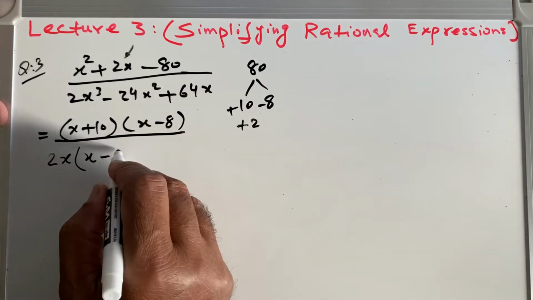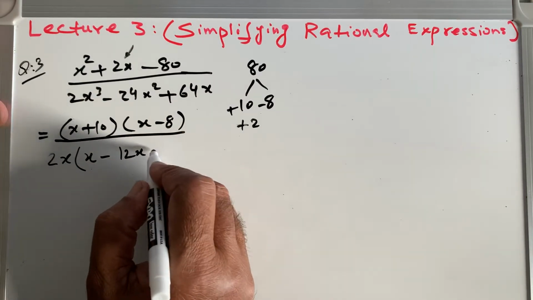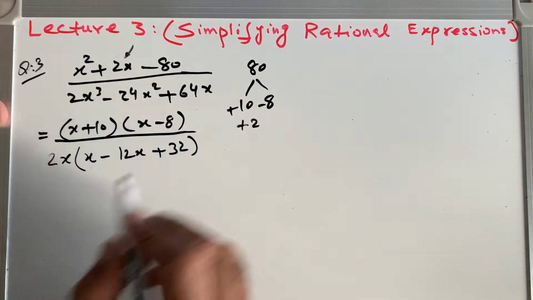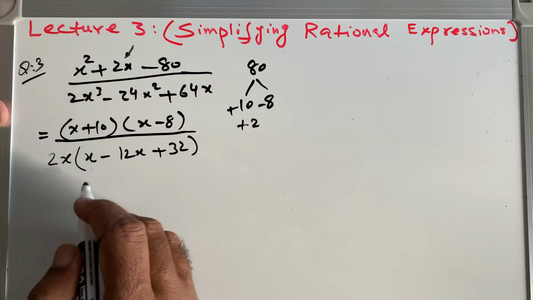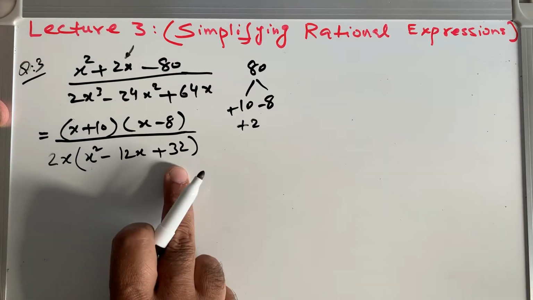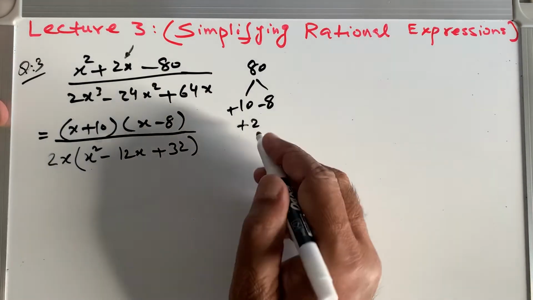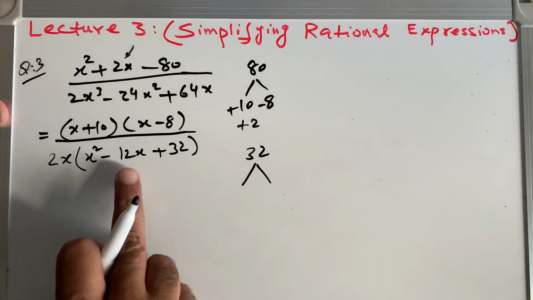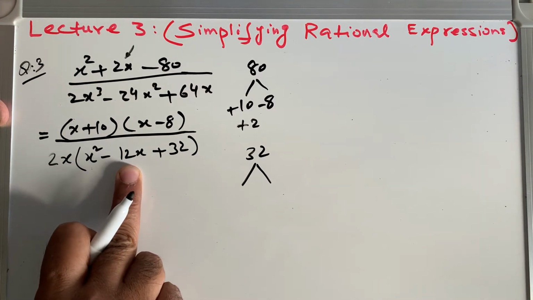Here 2x is gone, so 12x is left. Here 2x is gone, so 32 is left. Now in the bracket I have a quadratic. Oh, this is square. So I have a quadratic again, and I have to break these three terms into 4 terms. So my factor of 32, right? So I have to see those factors only, which bring me 12 by addition or subtraction.